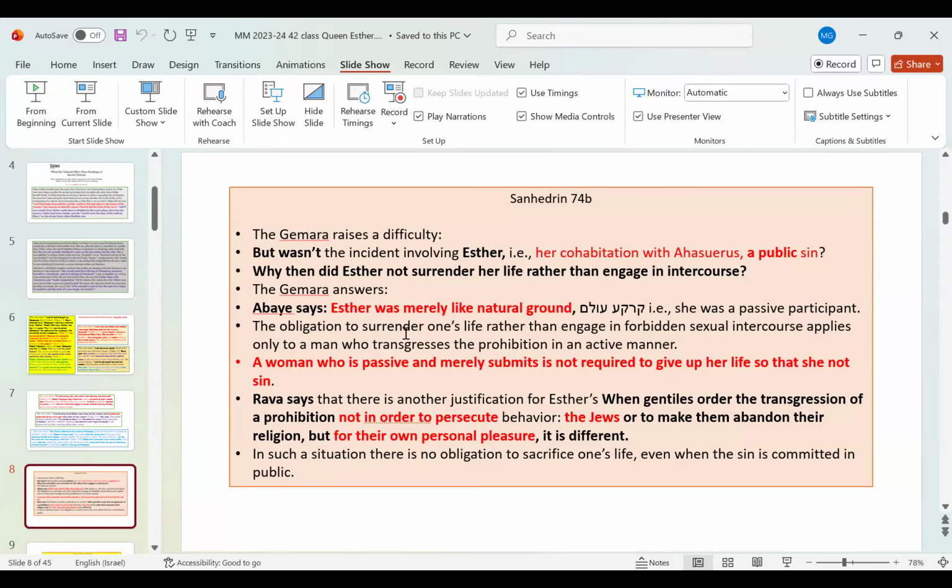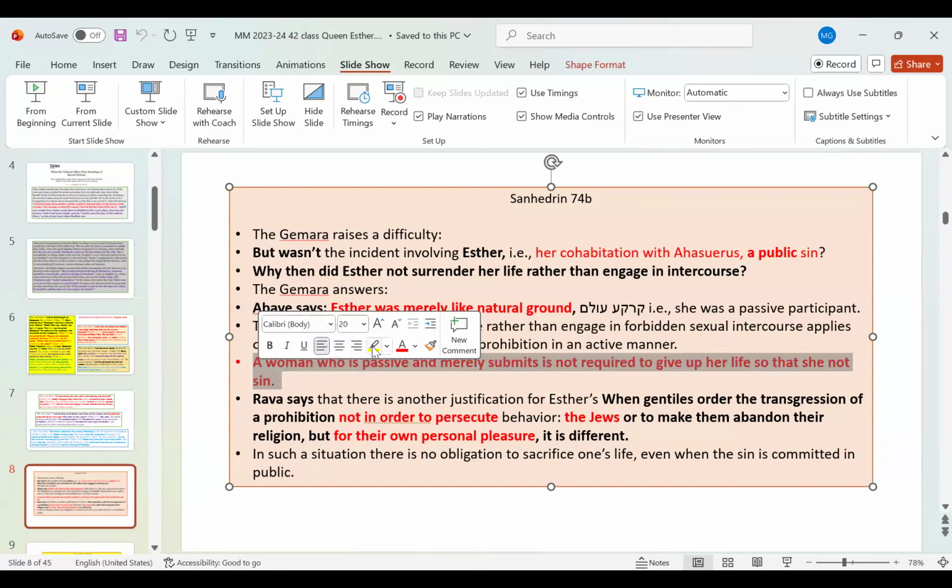The obligation to surrender one's life rather than engage in forbidden sexual intercourse applies only to a man. A woman who is passive and merely submits is not required to give up her life. So in other words, if you don't enjoy it, or if you're raped and you just are passive, you don't have to give your life. That's very interesting, I think.